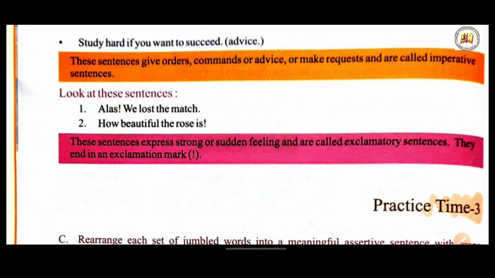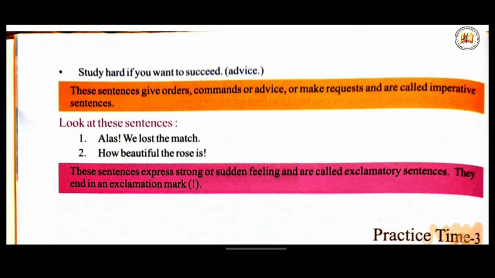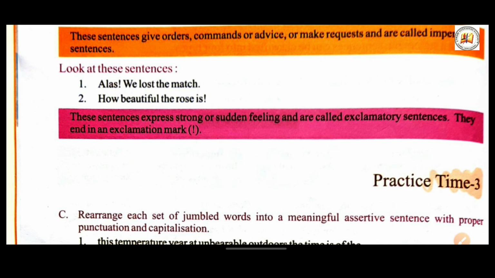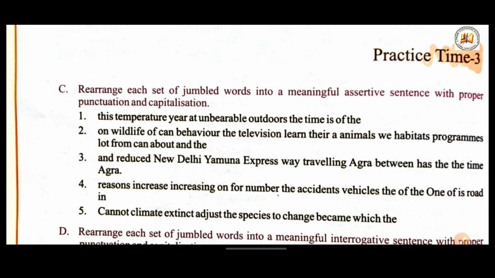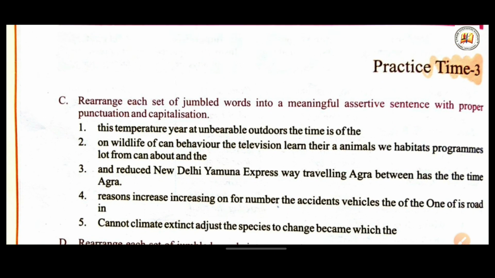So students, we have already discussed how many types of sentences there are on the basis of meaning. There are four types of sentences: assertive or declarative, imperative, exclamatory and interrogative sentence. At the end of the chapter we have some exercises here, so I will tell you how to solve these exercises.